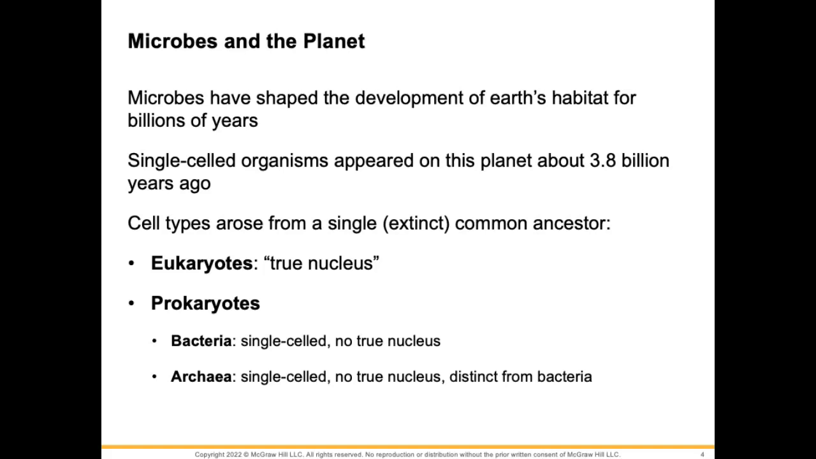Eukaryotes are cells with a nucleus. Our cells, you could say, are eukaryotic. Prokaryotes are single-celled organisms with no true nucleus, as in the definition of what we know a nucleus to be. There are statements that there is a nucleus-like object in some of these cells, but they're not referring to it as a true nucleus.